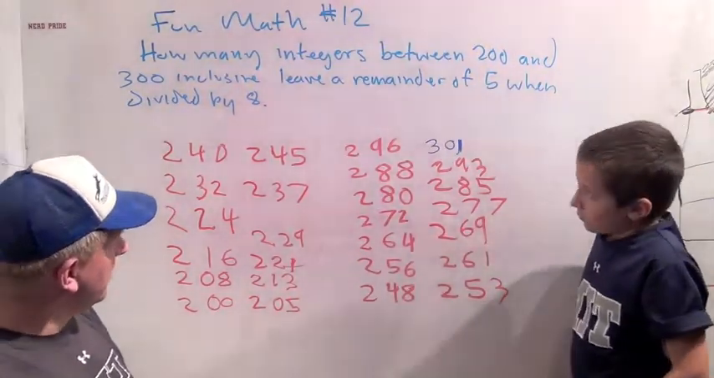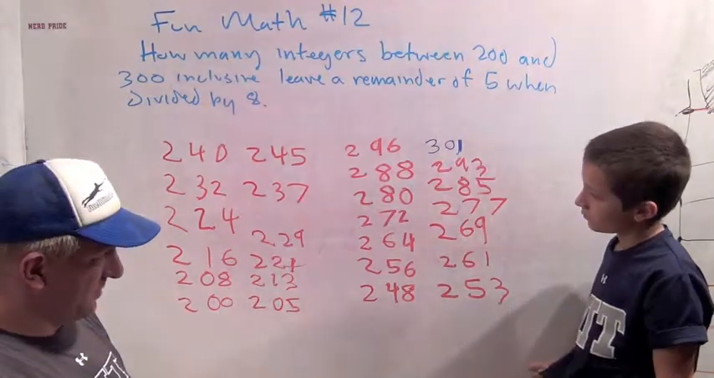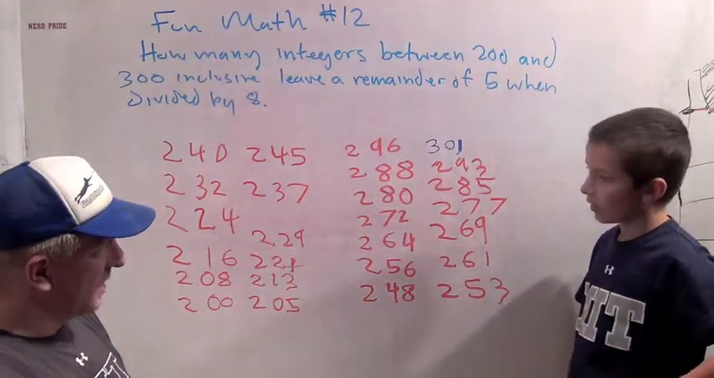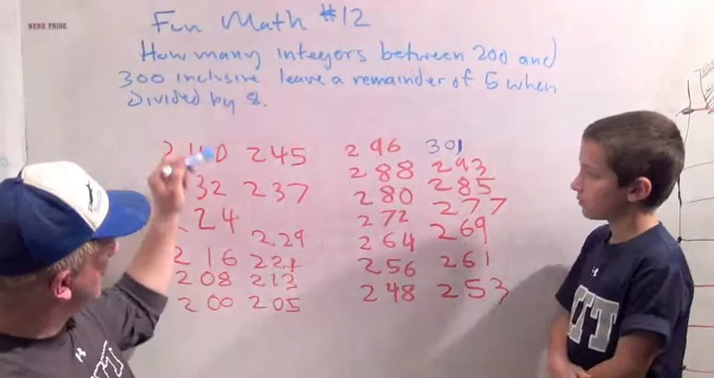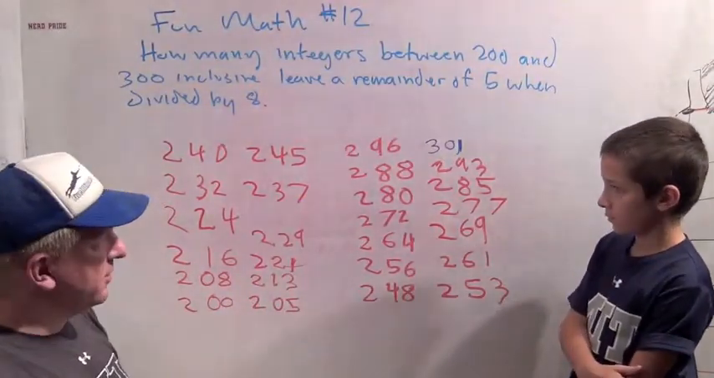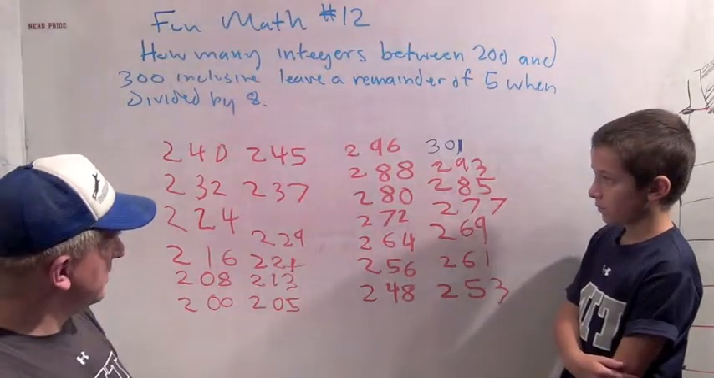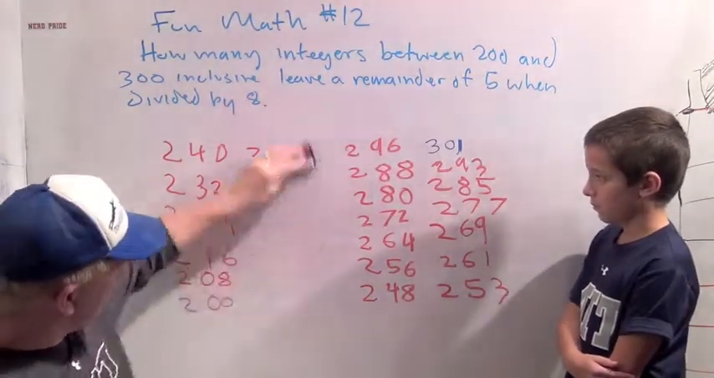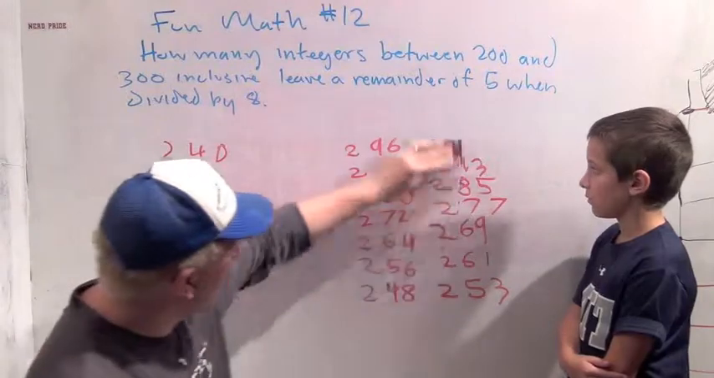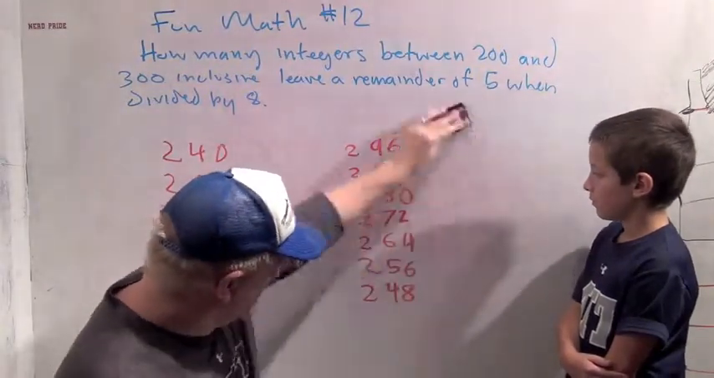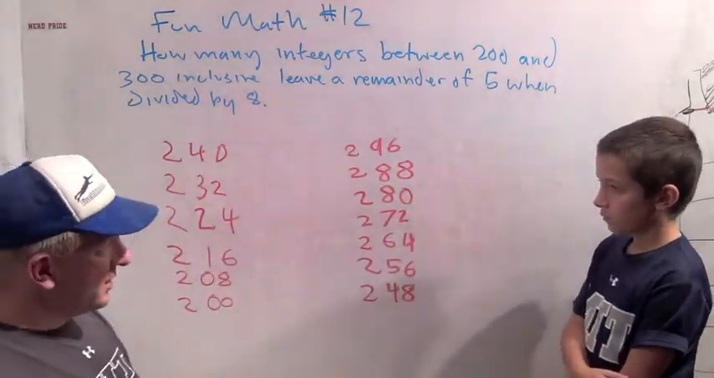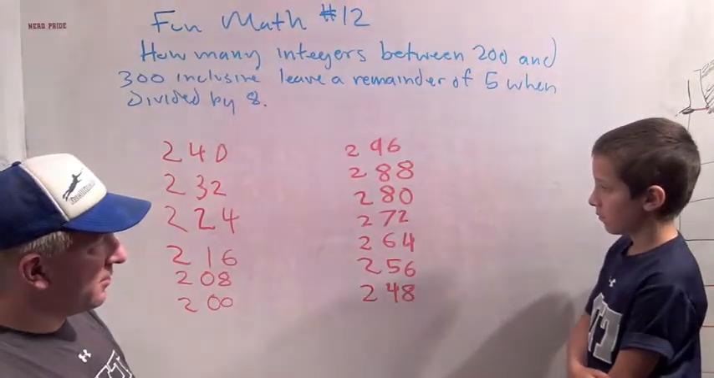So the question is, how could we have done this faster? Okay? So we wrote all these down, then we wrote all those down, and then we counted them. The first way we could have done it faster is we didn't actually have to write all of these down because it didn't ask what they were, right? It just asked how many had a remainder of 5.